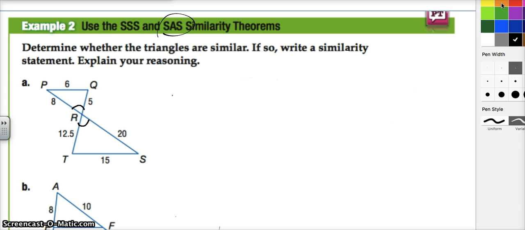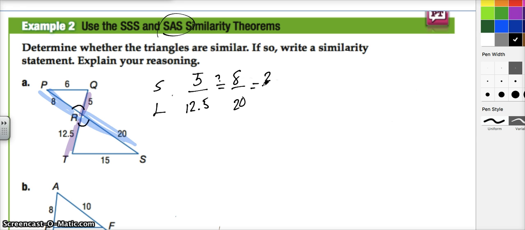So I'd like to check and see if this side is proportional to this side as this side is proportional to this side. I'm going to check that by doing minor calculations. I generally do small to large. I don't know why, but that's just how I roll. So you could obviously do it other ways. 5 to 12.5, is that equivalent to 8 to 20? I can't really reduce this, but I can reduce this. And when I reduce this, I'm going to get 2 to 5.